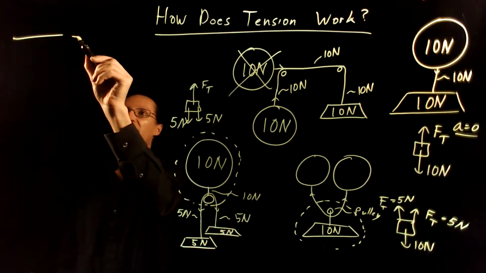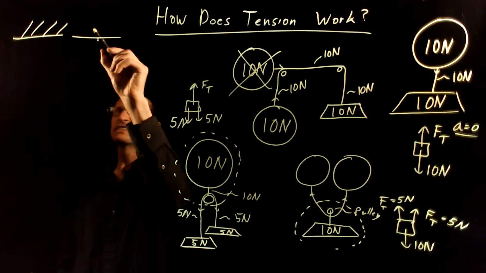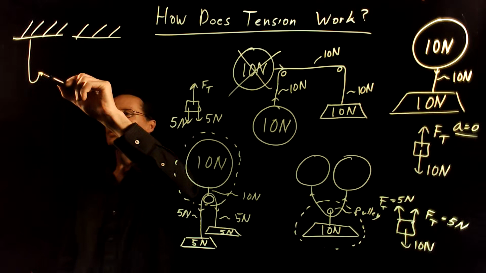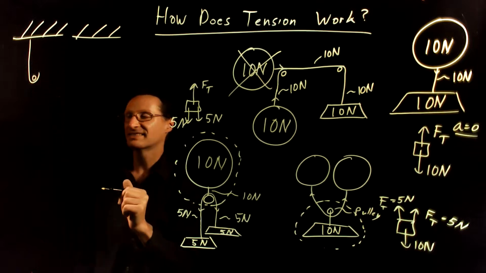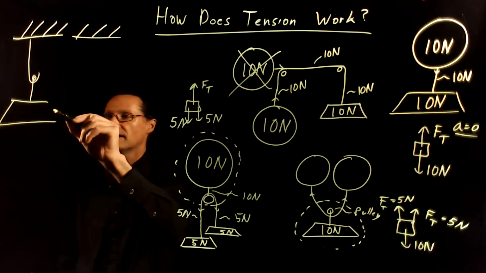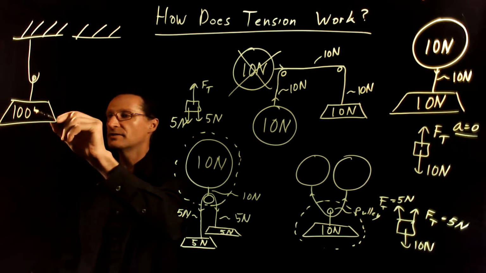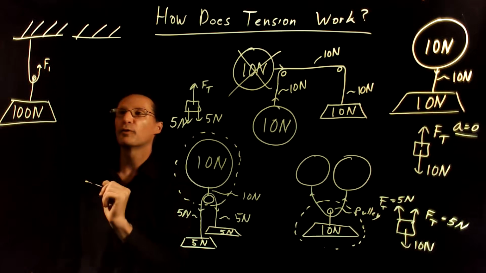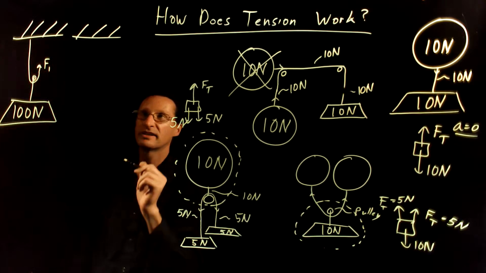This is kind of a cool one. I like this one. Imagine we have a ceiling, and we have two situations with the masses attached to the ceiling. In both cases, I'm going to amp up these masses a little bit. Let's make them bigger. This is 100 newtons. And in this case, I'm going to pull up on it with some force. And there's just one rope attached to the ceiling.